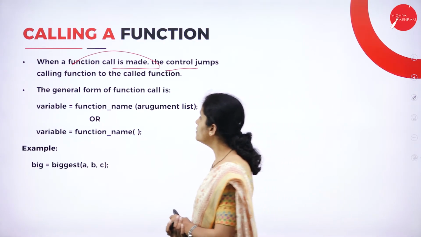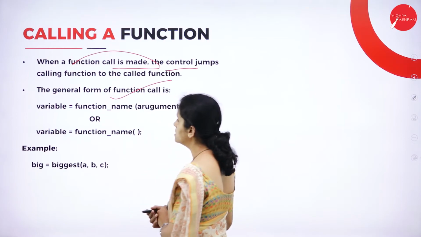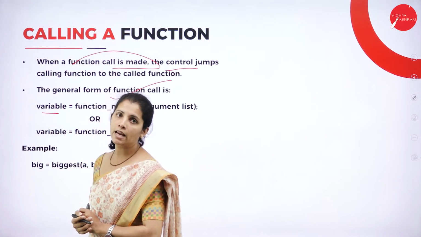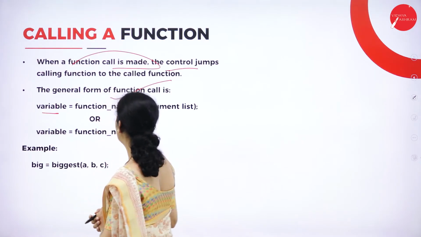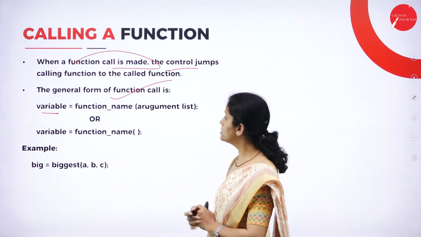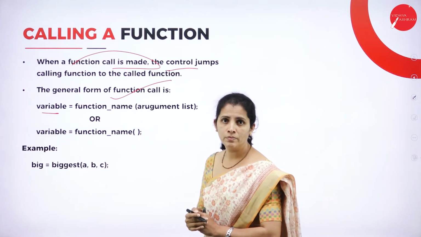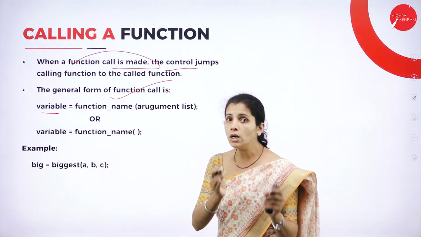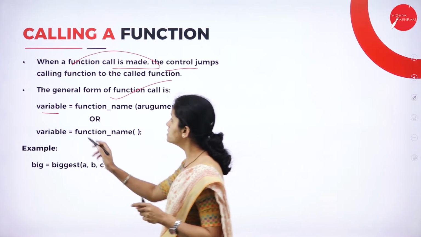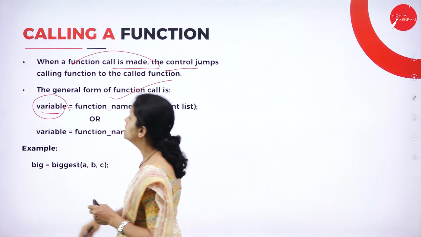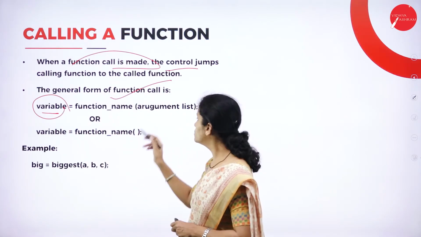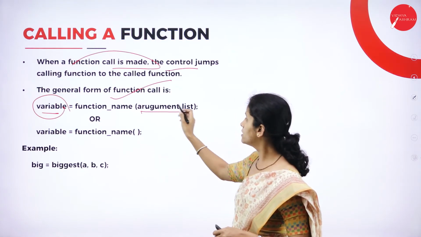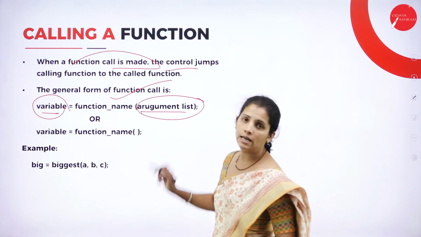So here, the general form of a function call is that I'm going to have a variable. Now tell me, why do I require a variable? Because there are certain situations where the function is going to return a value, and I want to hold that value. To hold that value, I require some variable, so I'm going to assign the value. Here my function is going to have arguments, and for that reason, I'm going to have an argument list.